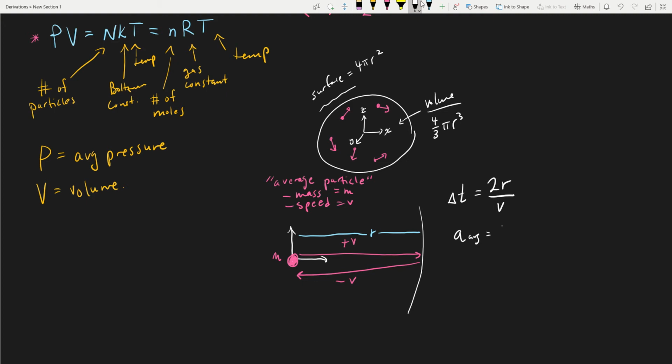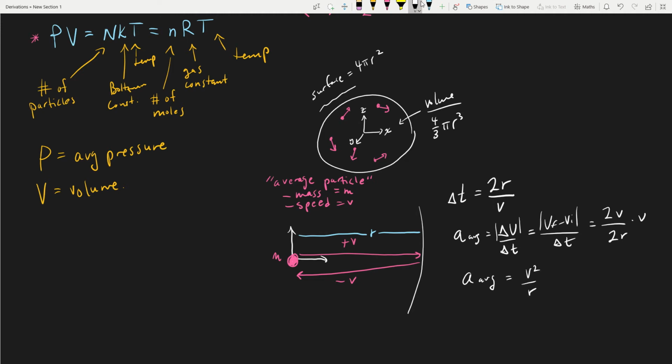the change in speed divided by the change in time. So the change in speed, and once again, these are magnitudes. I don't want to get picky with directions, but it's going to be the magnitude of vf minus vi over delta t, which is equal to vf, it's going to be 2v, and then delta t is 2r over v. So this gives us an a average of v squared over r.